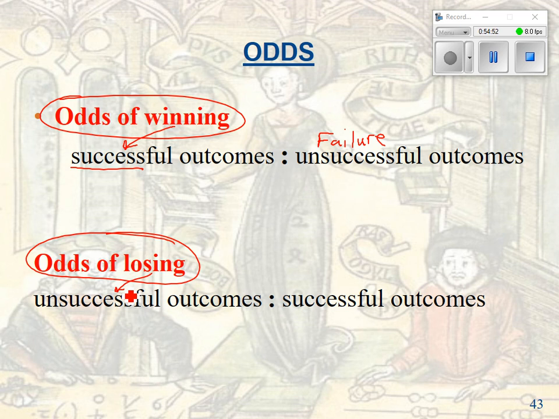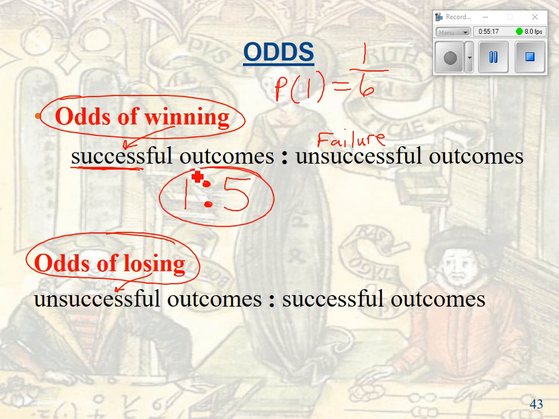So let's say I want the probability that I roll a 1 on a die. That probability is 1 out of 6. The odds of rolling a 1 is 1 to 5, because there's 1 favorable outcome, 1 success, and then there's 5 failures. So that's the odds. Odds of losing, if I wanted to roll a 1 out of 6, that means 5 times I'm going to lose, and once I'm going to win.